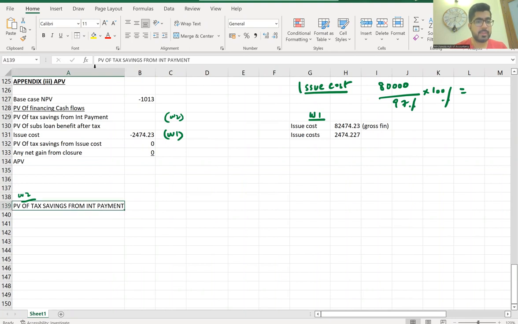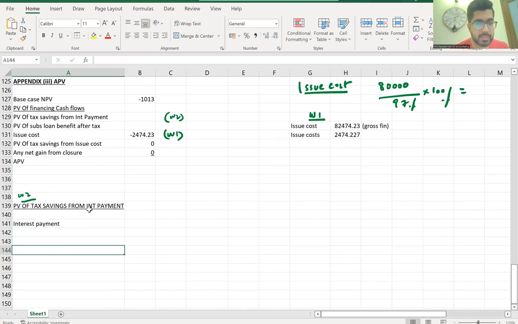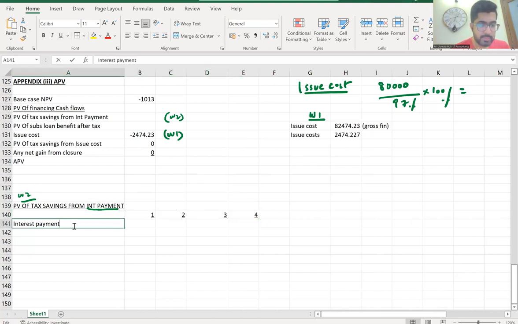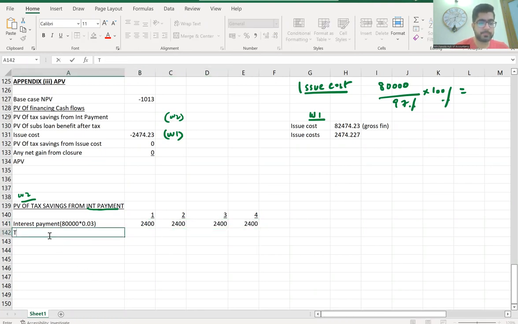Now, as taught in the classes, this is done in pieces. Present value of tax savings from interest payment. To find it, first get the interest payment. What is the interest payment? Loan, 80,000. At what rate you are paying interest? 3%, remember? Subsidized, 1.8% less than RA. So interest payment every year is 80,000 times 3%. Okay, you got the interest payment.